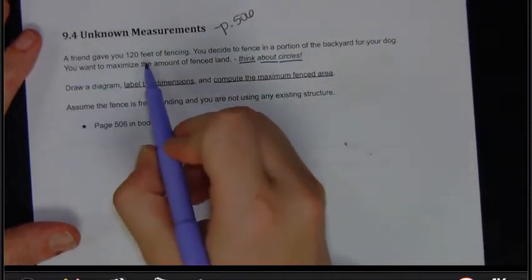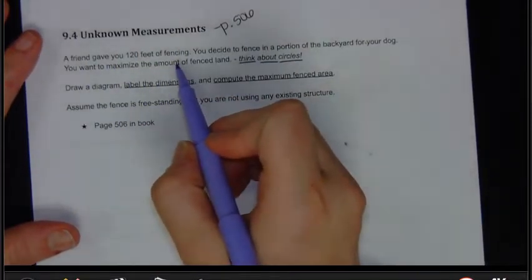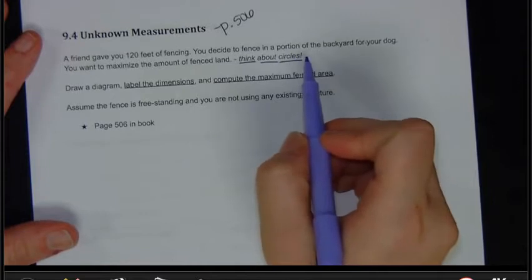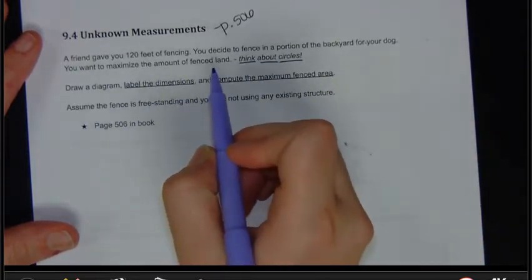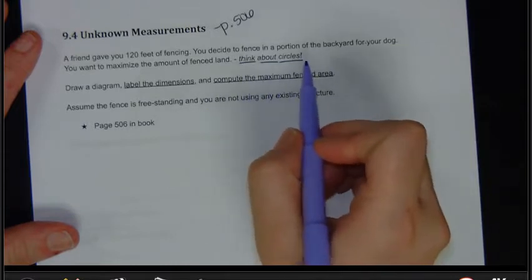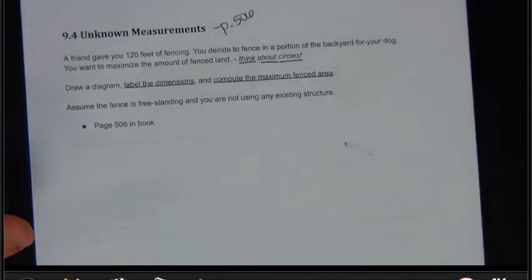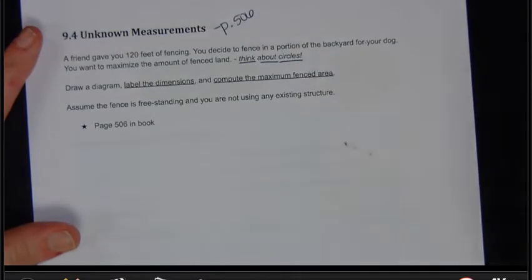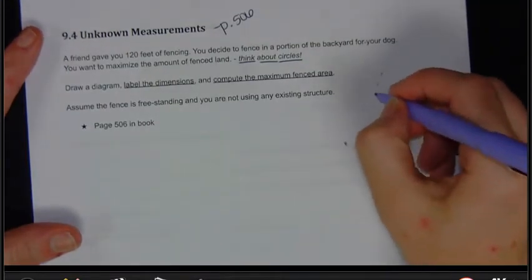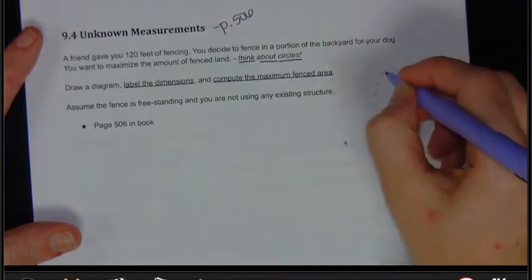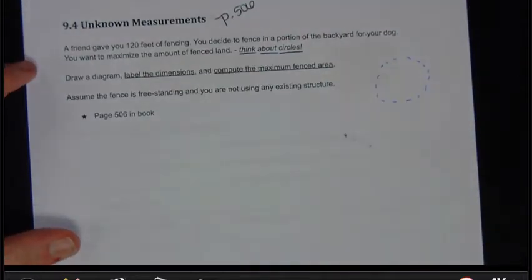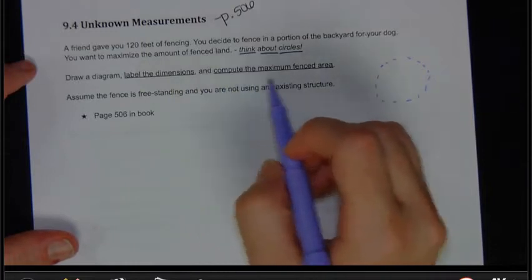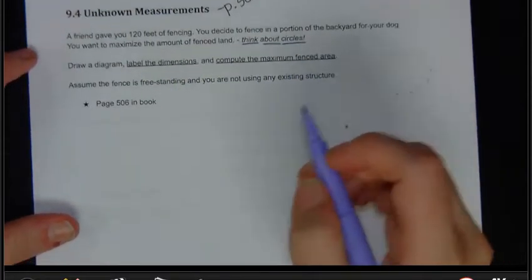Okay, so a friend gave you 120 feet of fencing. You decide to fence in a portion of the backyard for your dog, and you want to maximize the amount of fencing. Think about circles. Our big thing that we've been dealing with are circles and composite figures. It looks like this person wants to fence in a circular portion for their dog. So draw a diagram, label dimensions, and compute the maximum fenced area.